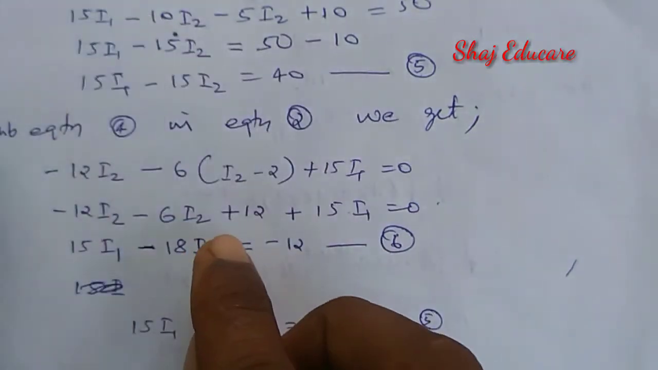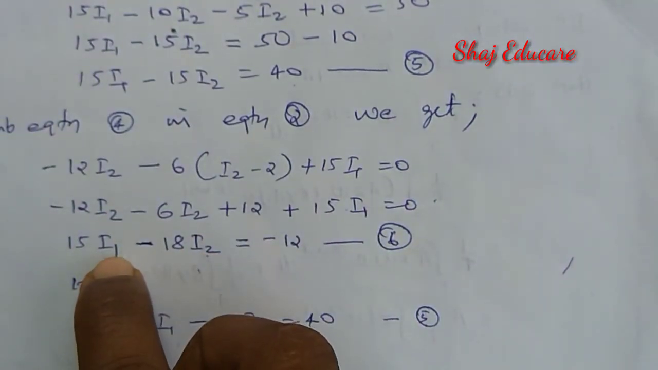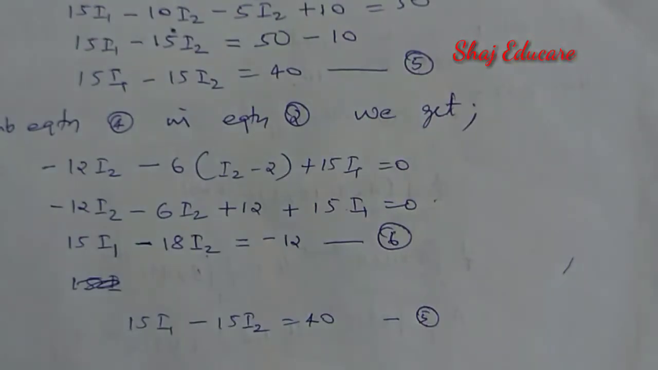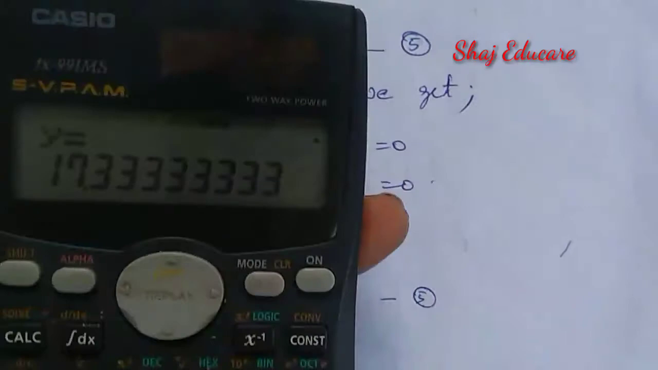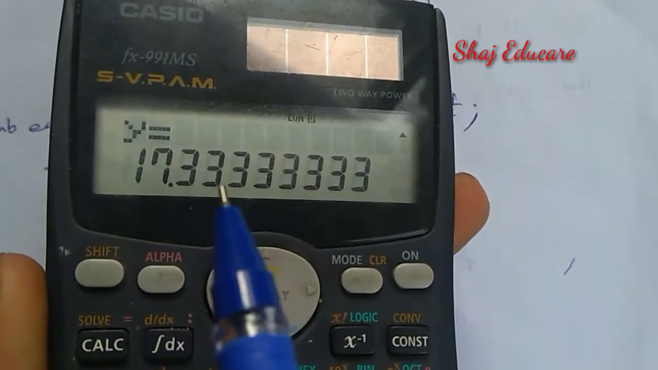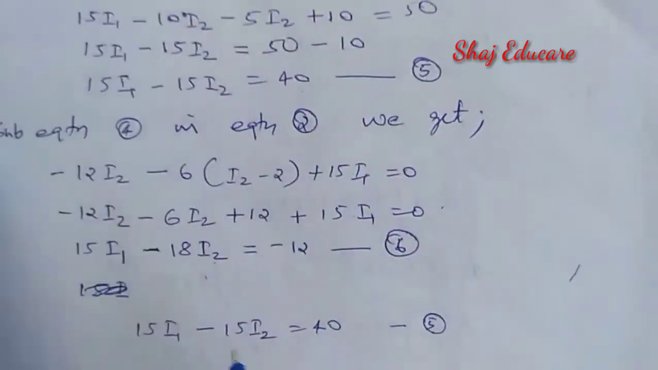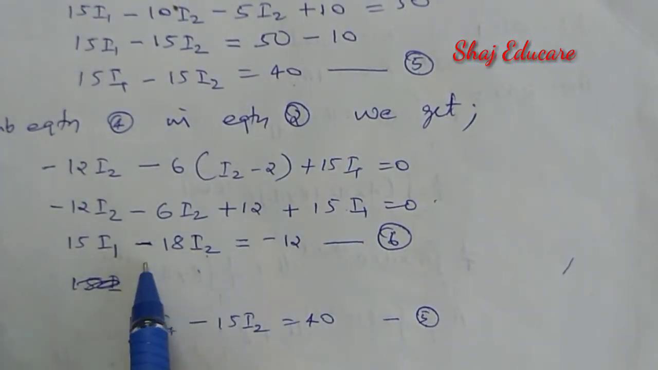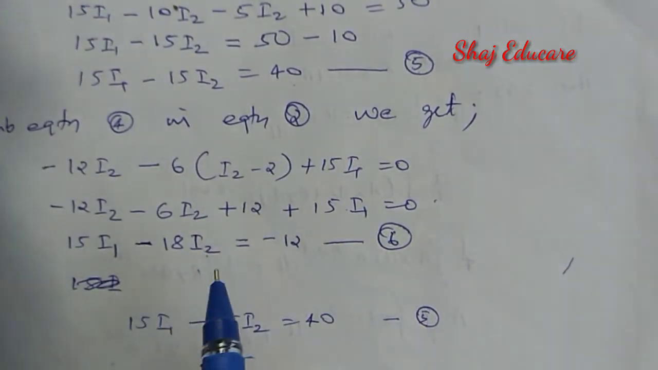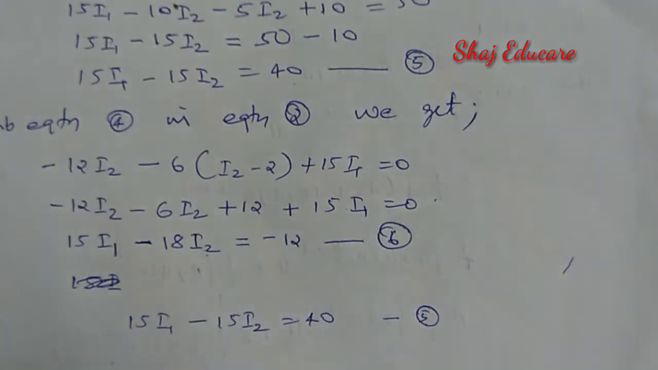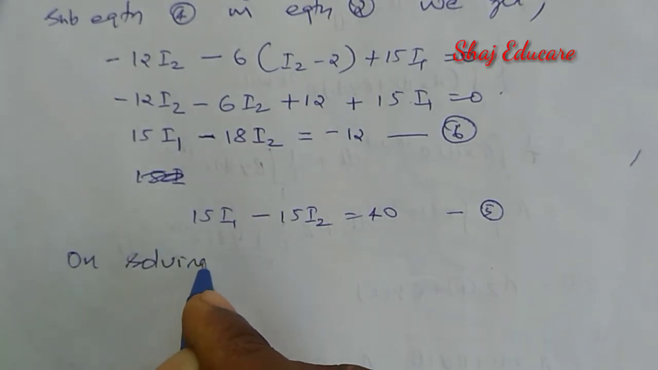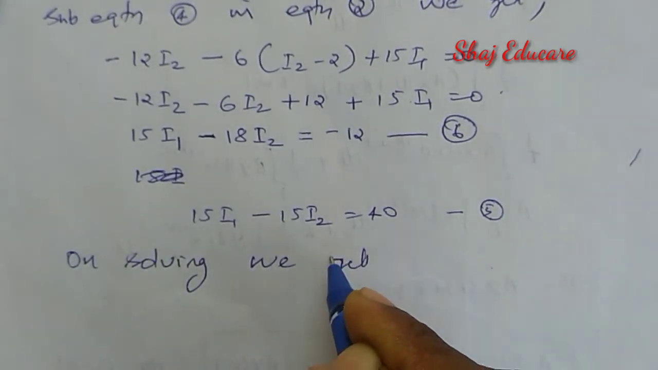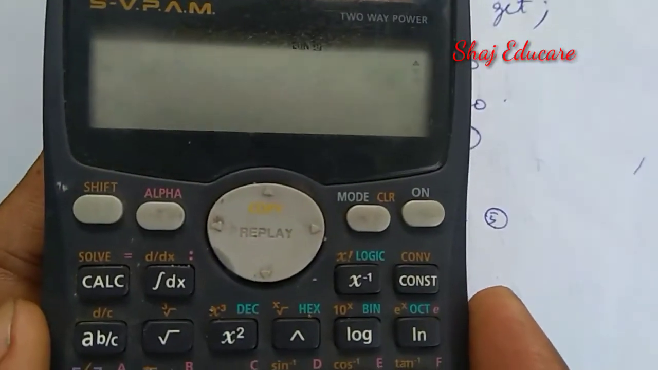What is x in our case? In our case, x is equal to I1. Then again press the equal button. Then the solution y will also appear here. What is y in our case? That is I2. From this equation we can find the solution like this. Therefore we can say that on solving we get the final solutions.